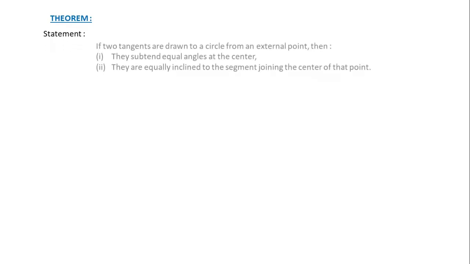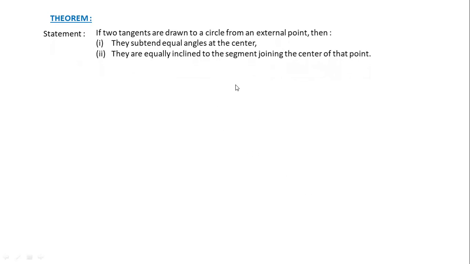So it's a theorem. First you will have to write the statement of the theorem. So statement. This is what I just read for you. If two tangents are drawn to a circle from an external point, then they subtend equal angles at the center and they are equally inclined to the segment joining the center to that point.